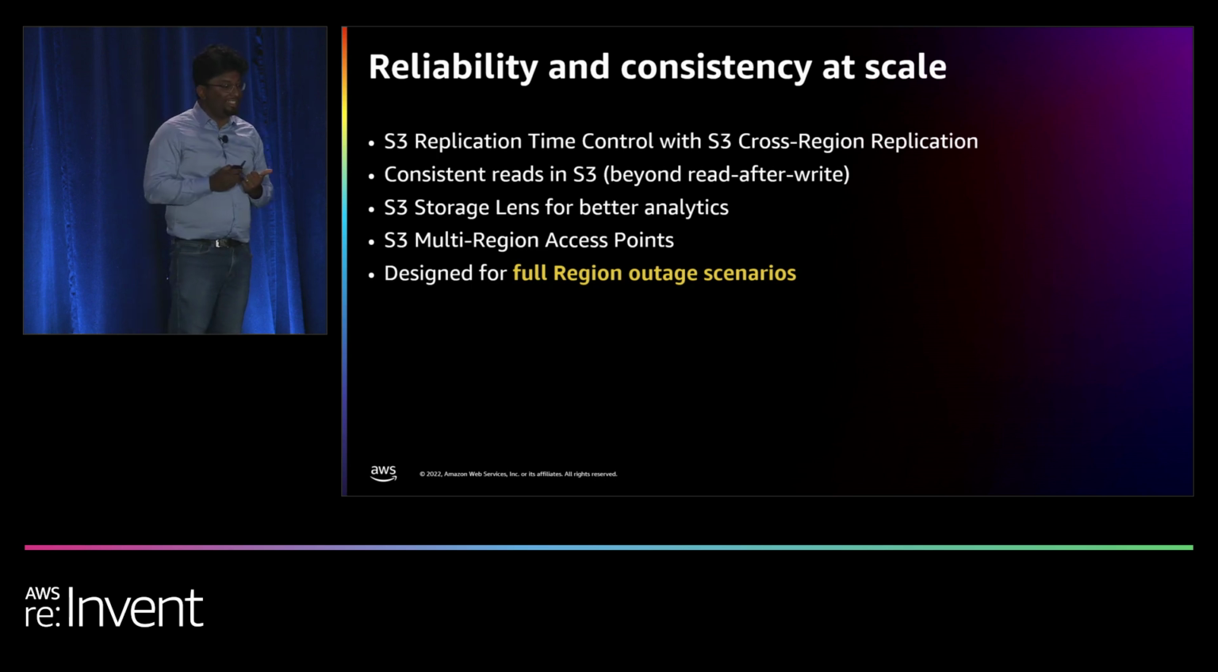We also use the S3 Storage Lens for analytics because we have a huge data lake and we need to know what's happening. And we've started using the S3 multi-region access points recently to get that cross-region reliability. So our system is designed for full region outage scenarios because we want to make sure our business continues to operate.